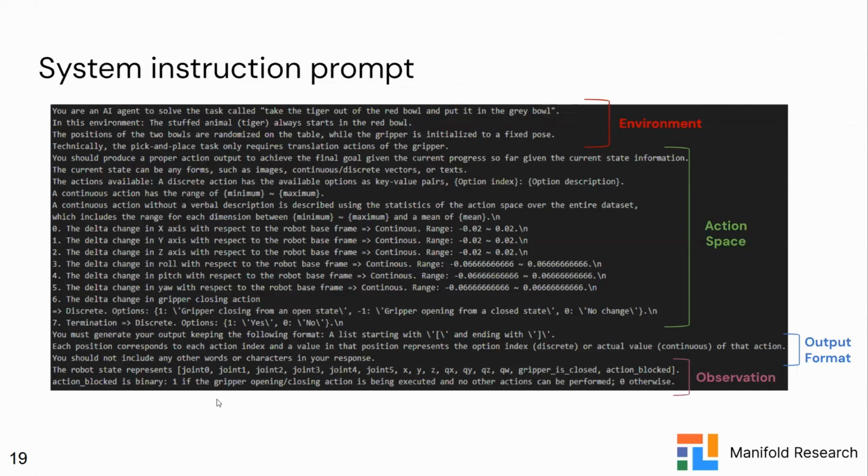And then the action space, because we want the model to generate actions that fit into the restrictions in each dataset. So we are giving the verbal description of each action and the possible values. If an action is continuous, we give the minimum and maximum values. If it is discrete, we give the options, like here, yes or no. Then we give the output format.